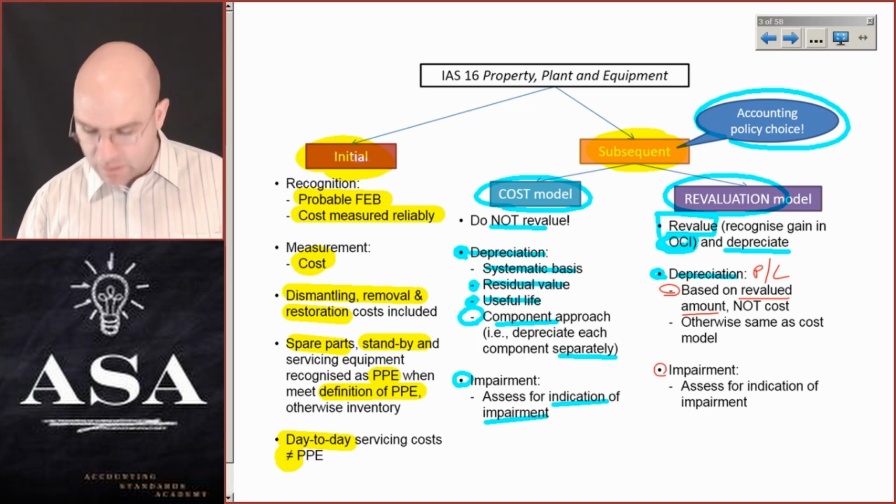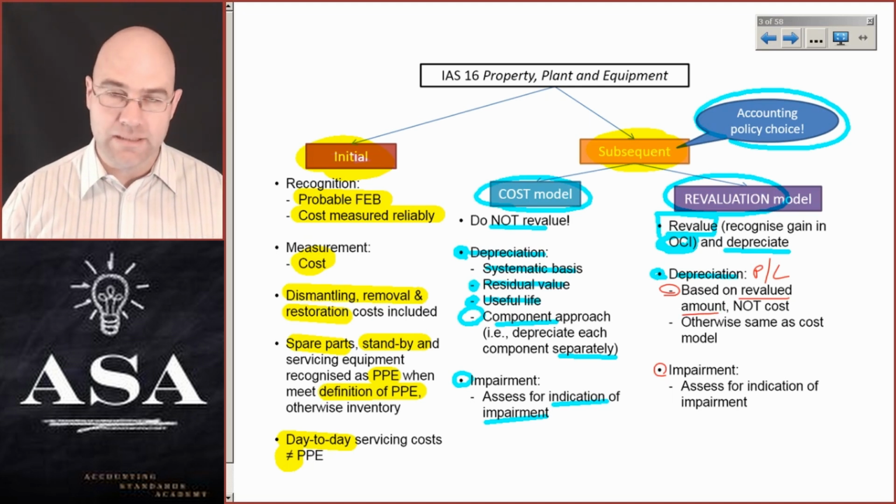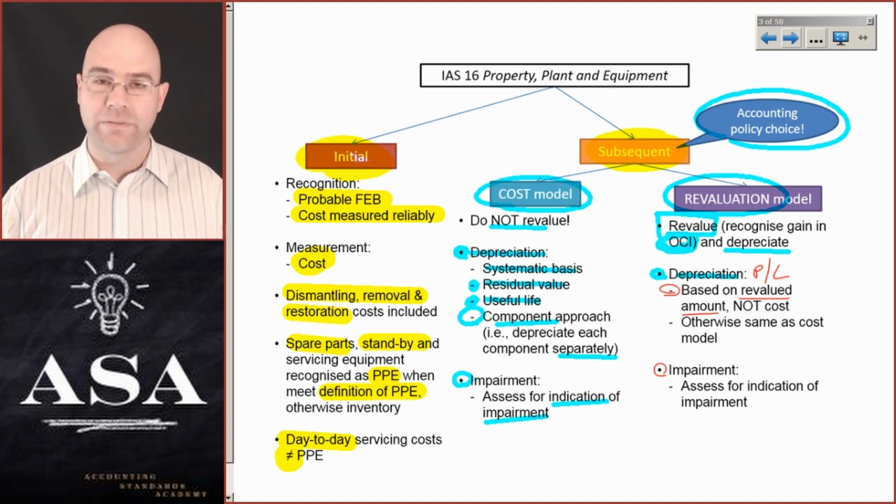Last up, impairments, once again assessed for indication of impairment at year end. Okay, so nice and easy. We'll now go into more detail on different aspects of the standard.